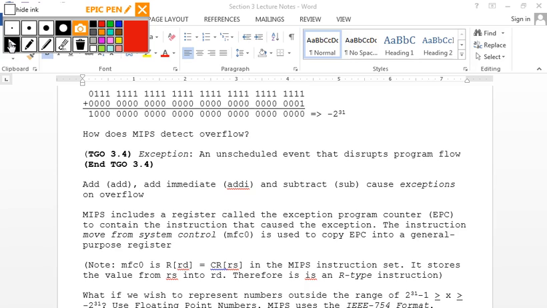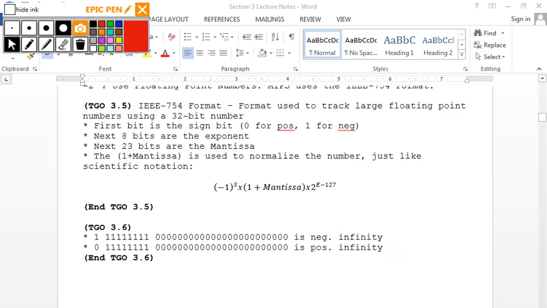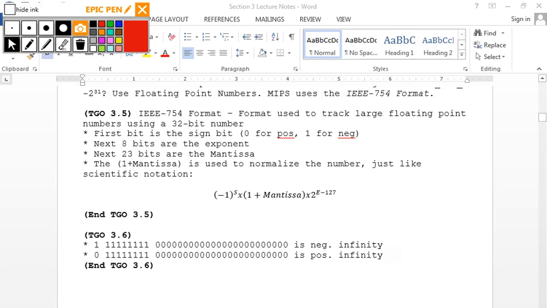And so I want to go over one more thing with you guys before I discuss specific things with VHDL, specifically this idea of IEEE 754 format. What happens when I want to represent numbers that are bigger than 2 to the 31? This is essentially the equivalent of scientific notation in binary. And so it's a 32-bit value. And so the first bit is what's known as the sign bit. As we discussed before, 0 is positive and 1 is negative.